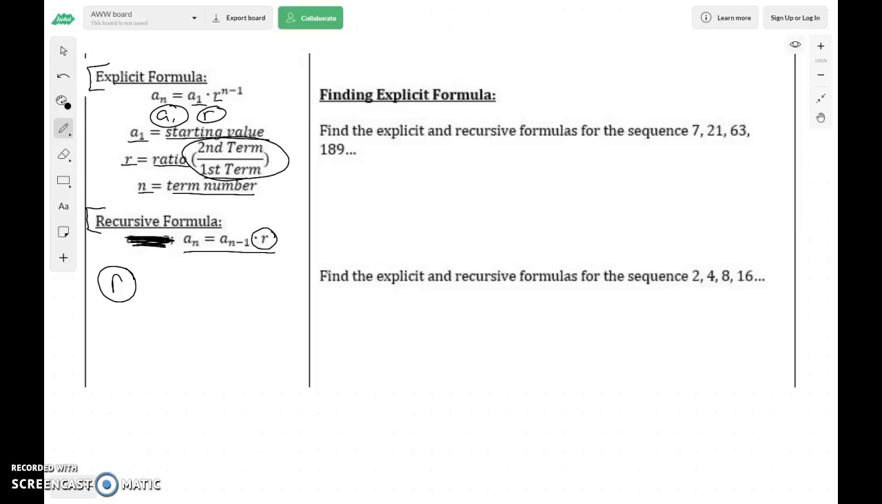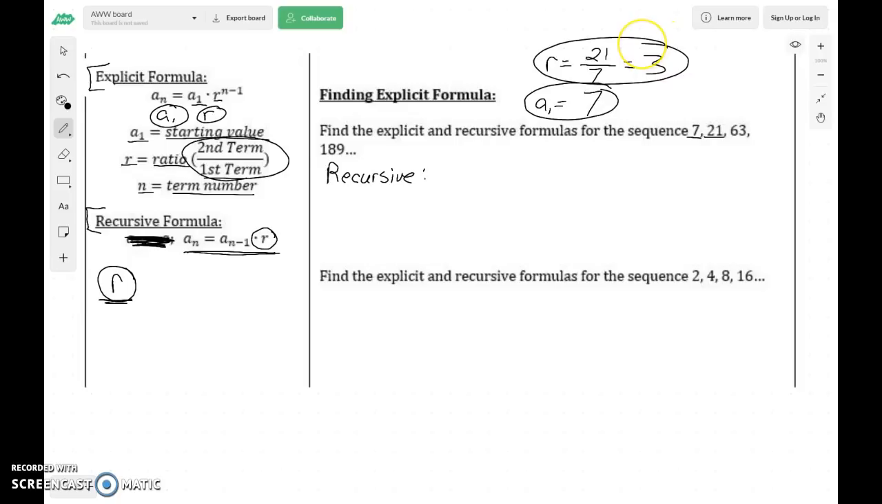So let's look at the first one, and all it wants to do is says find the explicit and recursive formulas for the sequence 7, 21, 63, and 189. So we'll start with the recursive formula. The recursive formula is going to be written exactly how we see it here. The only thing we need to know is what the R value is. So to find the R value, we're going to say R is equal to the second term, which is 21, divided by the first term, which is 7. So 21 divided by 7 is going to give me the common ratio, which is what? 3. And then we need to also know a sub 1 for the explicit form here in a second. So what's the first term in the sequence? 7.